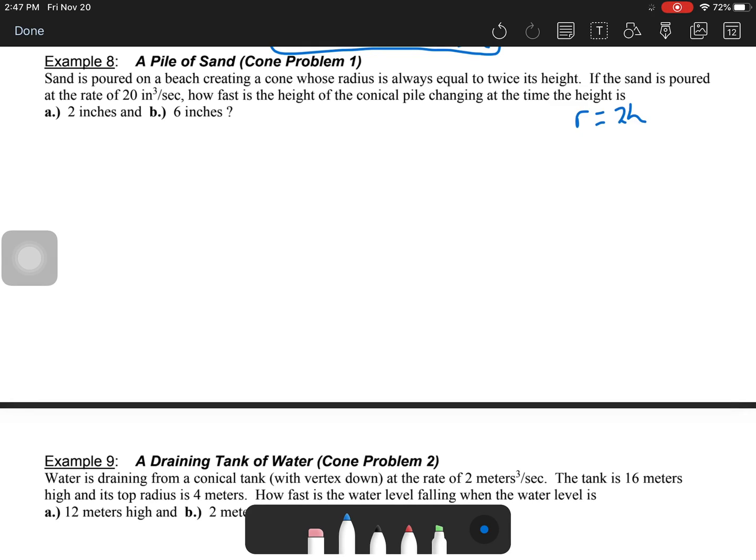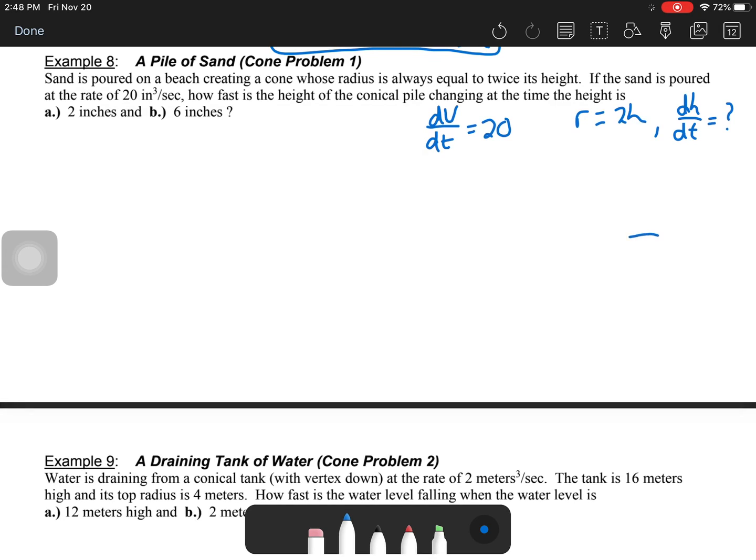Continuing on, it says if the sand is poured at the rate of 20 cubic inches per second, so there's a rate of change, right? And we're referring to the amount of sand, so that's the volume. So the volume of sand, dV/dt, is growing, so that's a positive 20. Then it says how fast is the height of the conical pile changing at the time when, and then they give us two different heights. So what we're looking for is the rate of change of the height, dh/dt. That's what we're going to try to find.